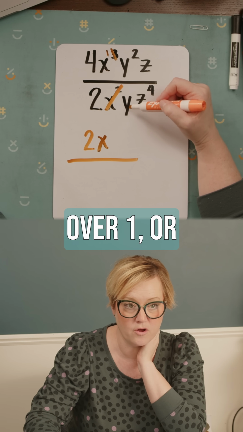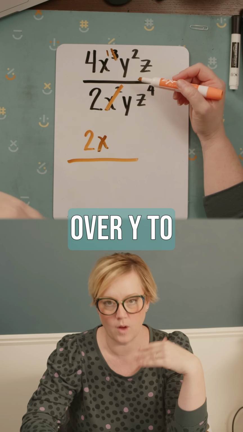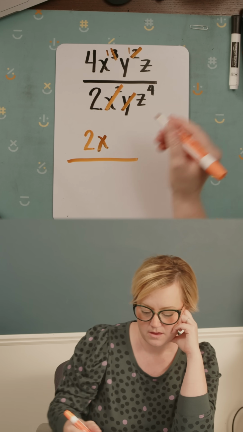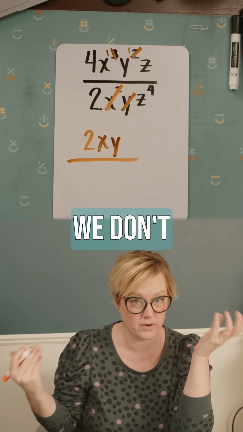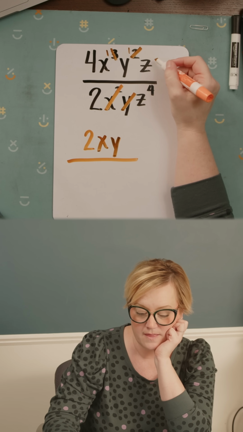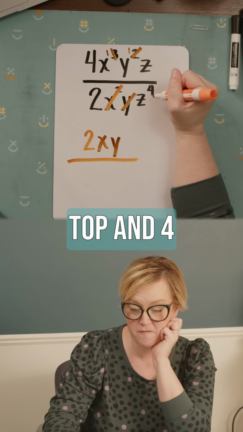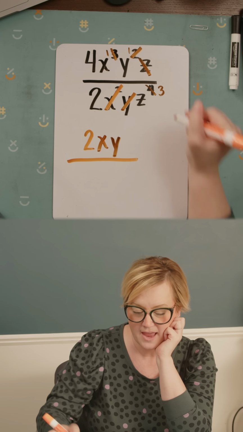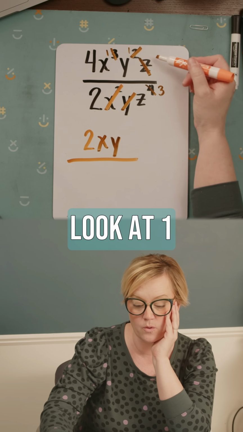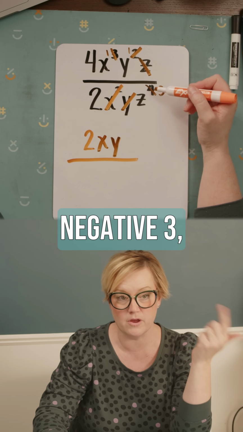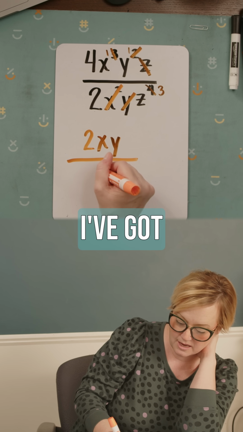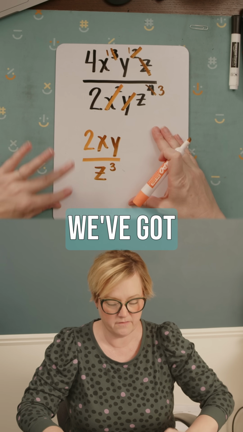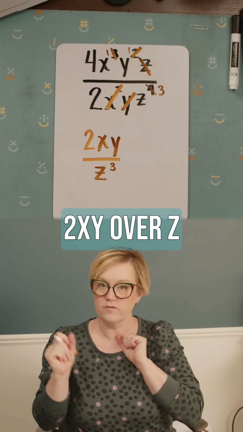Okay, so y squared over, sorry, y squared over y to the 1, right? This one cancels out one of those. So we've got y to the 1, but we don't have to write the 1. Then we've got one of the z's on top and 4 on the bottom. So now this one cancels out down at the bottom. It just cancels out one of them. Or you can look at 1 minus 4, which gives me -3, which means it goes on the bottom. So I've got 3 z's left on the bottom. So there, we've got 2xy over z to the third.